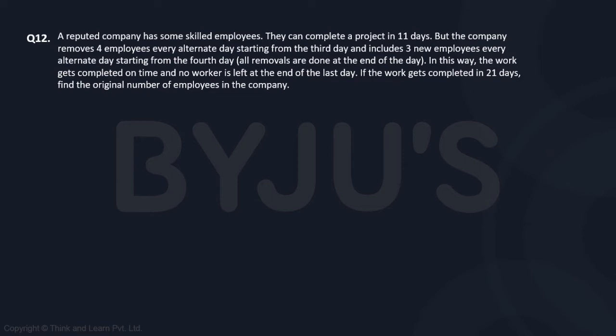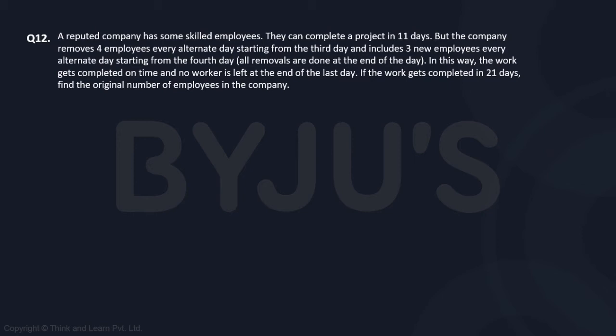A reputed company has some skilled employees. They can complete a project in 11 days. We don't know the number of employees, but the company removes 4 employees every alternate day starting from the third day and includes 3 new employees every alternate day starting from the fourth day. All removals are done at the end of the day. In this way, the work gets completed on time and no worker is left at the end of the last day. The work gets completed in 21 days.